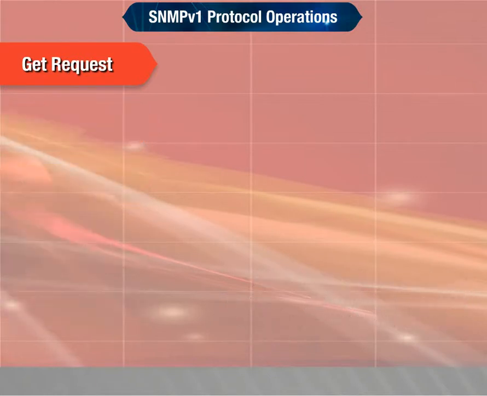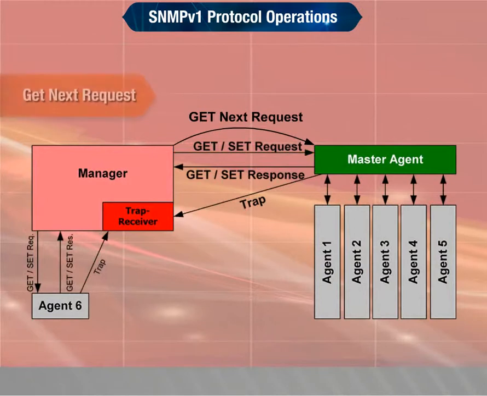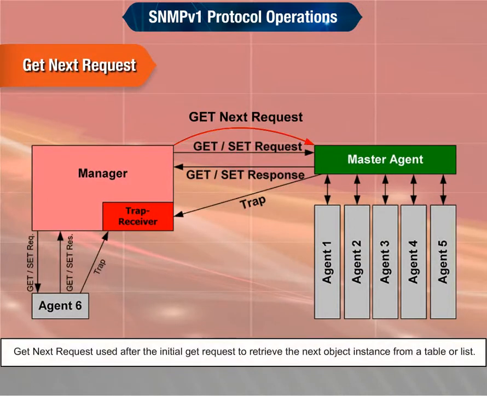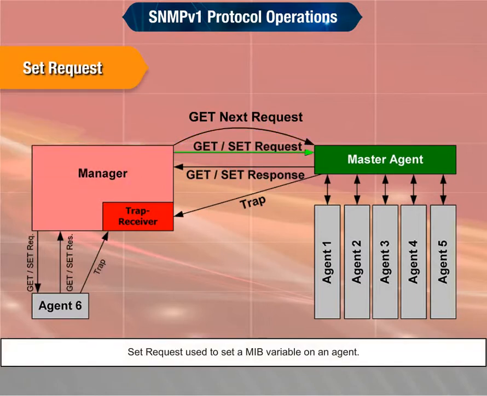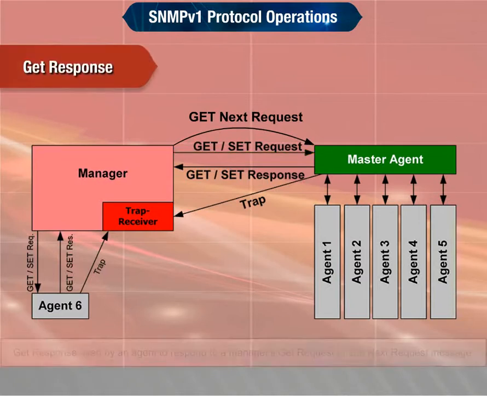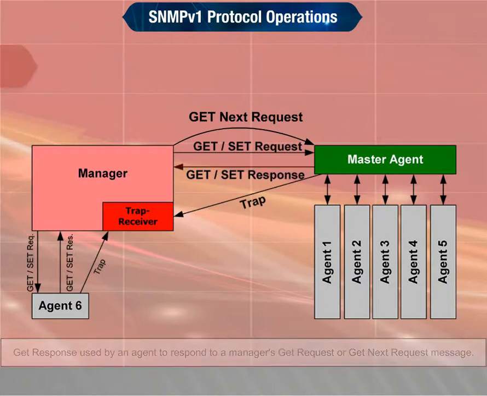Get request: used by the manager to request a specific MIB variable from the agent. Get next request: used after the initial get request to retrieve the next object instance from a table or list. Set request: used to set a MIB variable on an agent. Get response: used by an agent to respond to a manager's get request or get next request message.